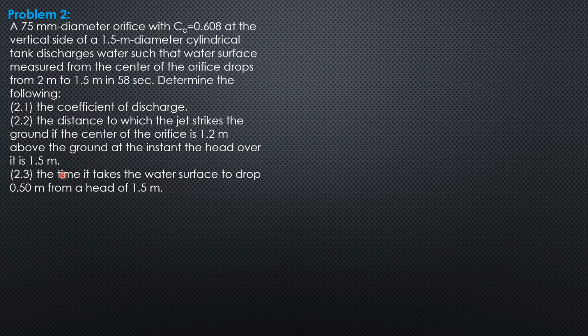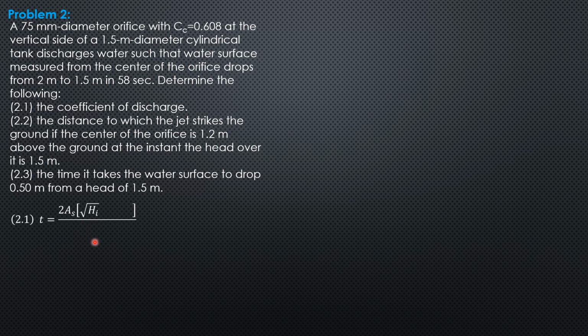is 1.5 meters, then the time it takes the water surface to drop 0.5 meter from a head of 1.5 meters. So we use the formula for prismatic tanks for the time for the surface to drop from one level to the other. T equals 2 A_s, quantity square root of H_i minus square root of H_f, over C_d a_o square root of 2g.